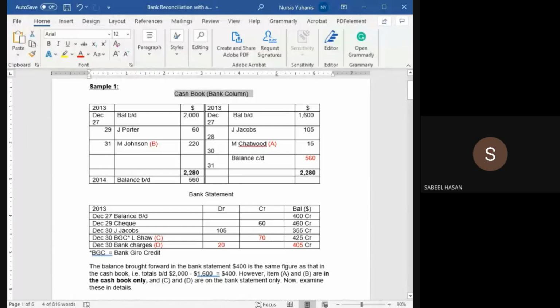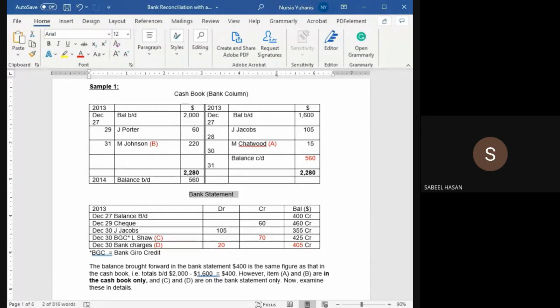Okay, in the cash book we have cash and bank, but we just focus on the bank column, because when you want to prepare the bank reconciliation statement, you want to compare with your bank statement. So of course, it's the bank column in your cash book. So here is the cash book, and then you compare with your bank statement. Bank statement you will receive from your banker.